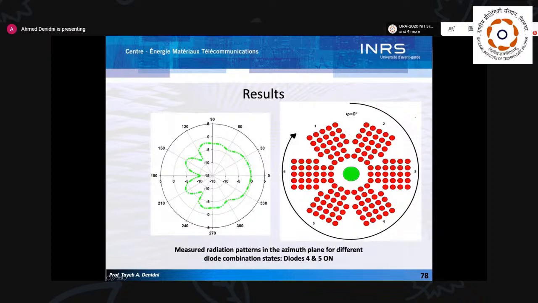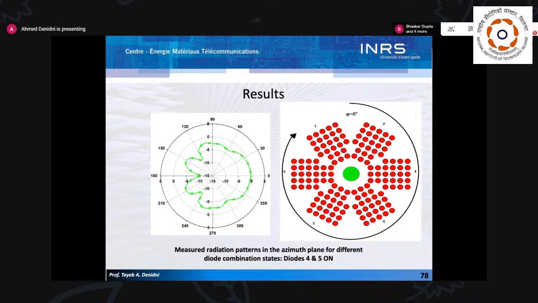we open this window with this state. This means you have a radiation pattern in this direction. This all looks like a reflector. And here, just two diodes, two ports, four and five.